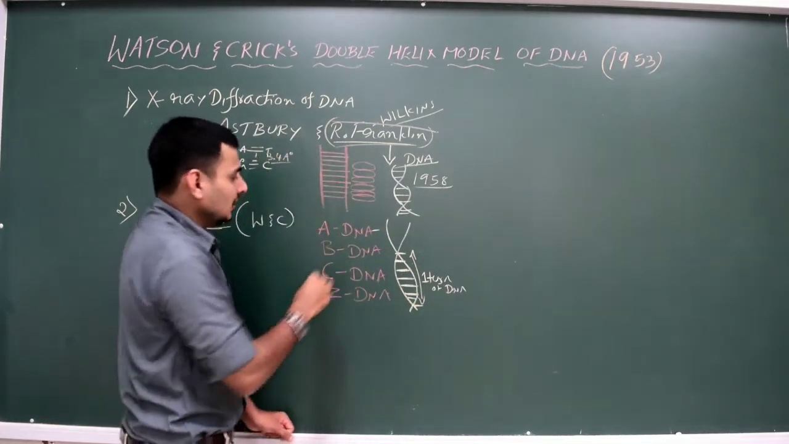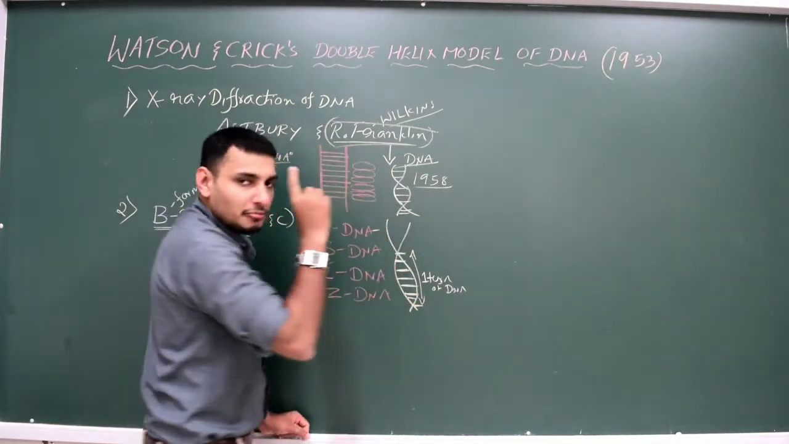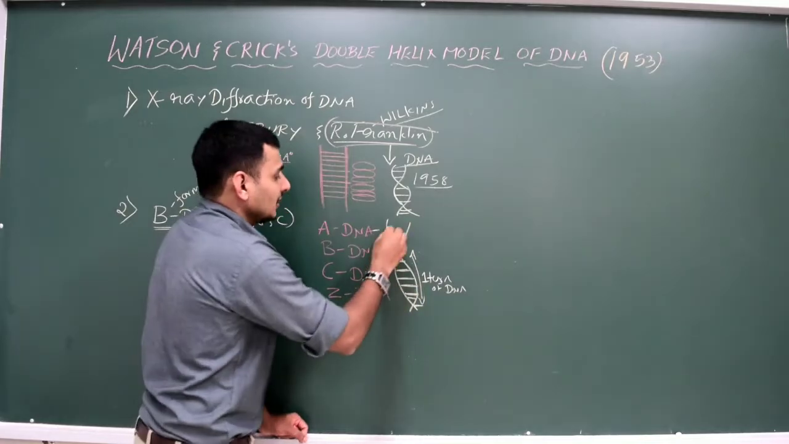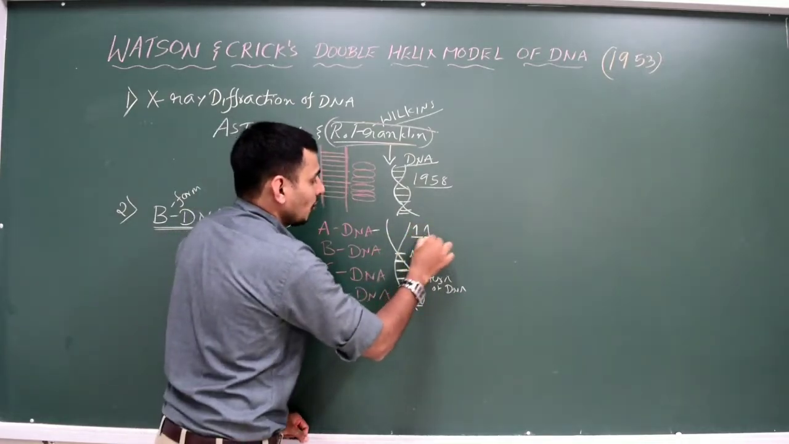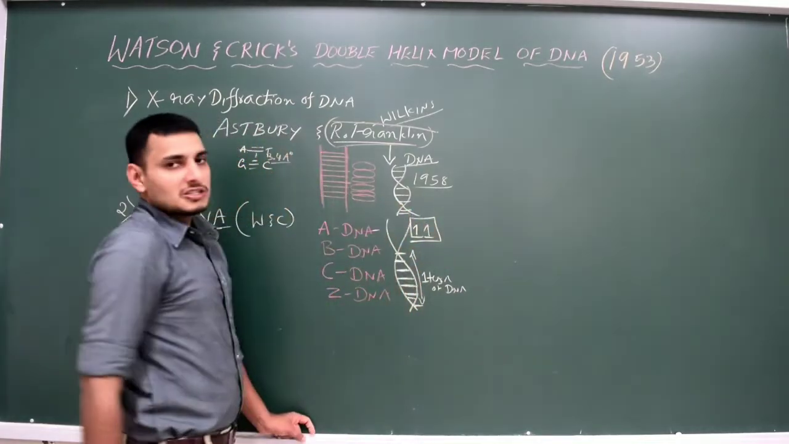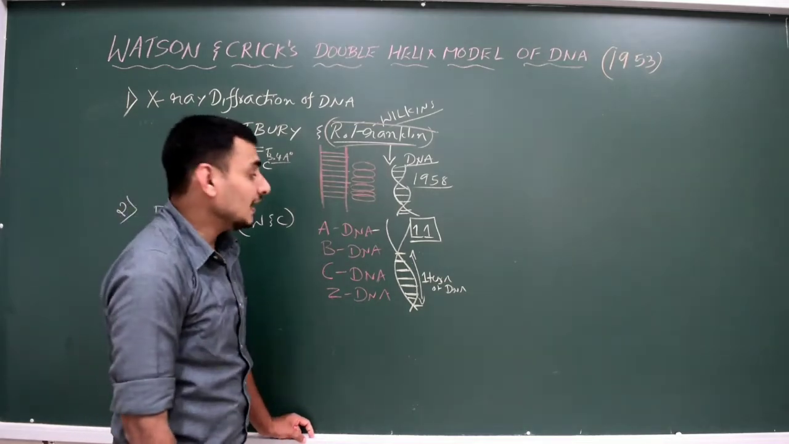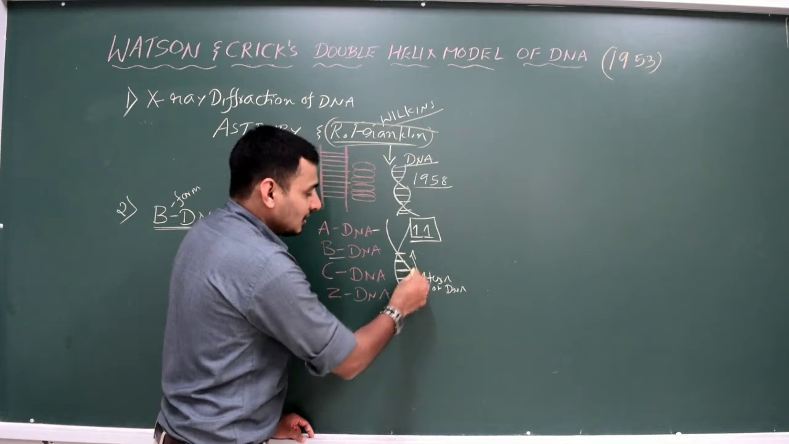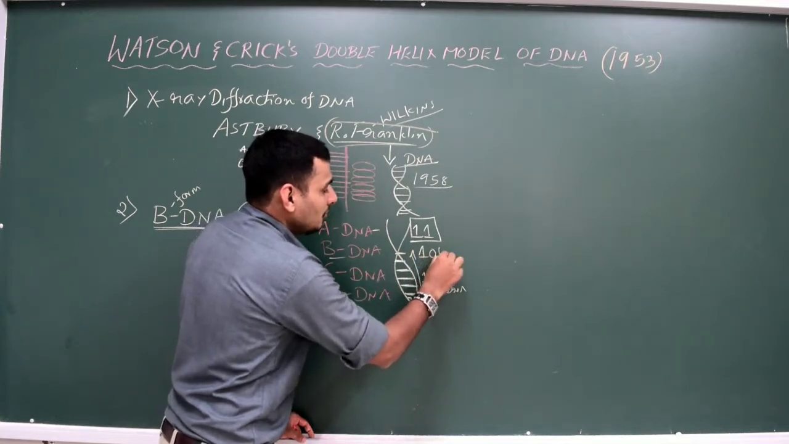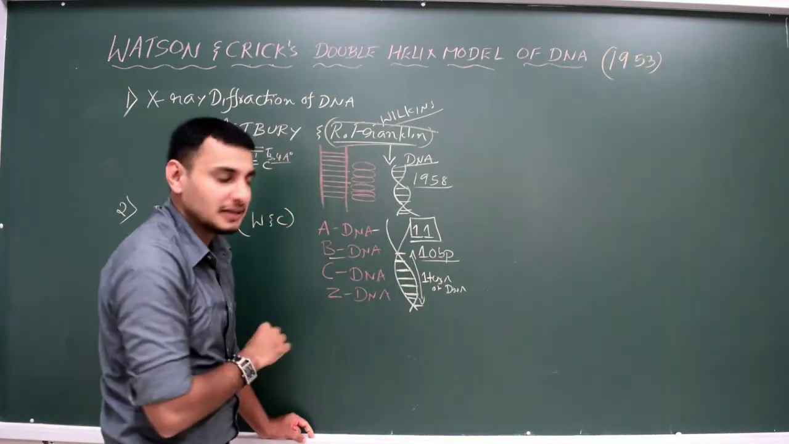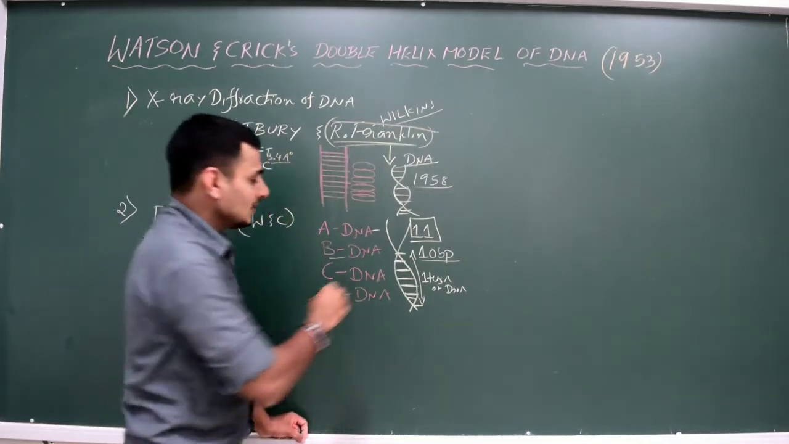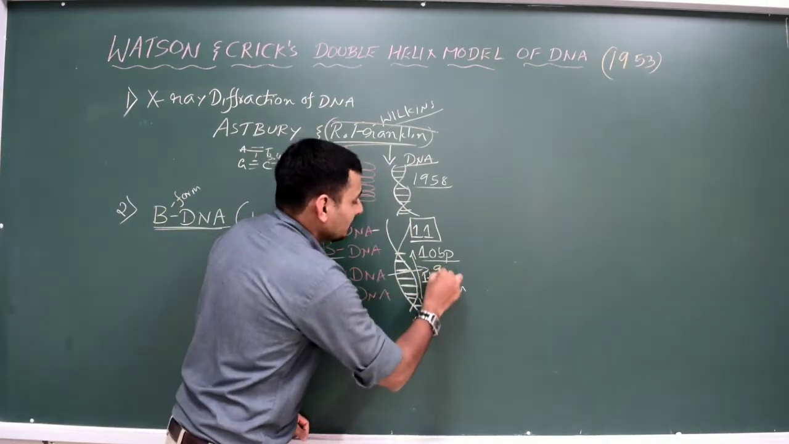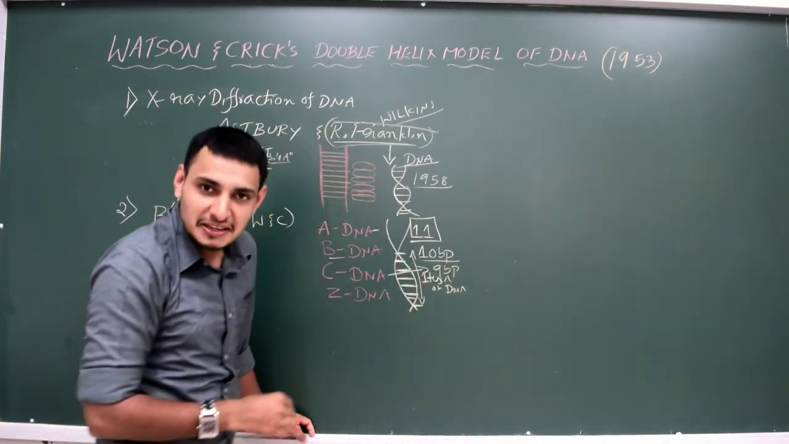for A DNA, the total number of base pairs in one turn is 11. Please write this point. How many base pairs are present in one turn of A DNA? That is 11. Whereas B DNA, if you count it, it should be 10. So 10 base pairs in one turn for B DNA. C DNA has 9 base pairs in one single turn of the DNA.